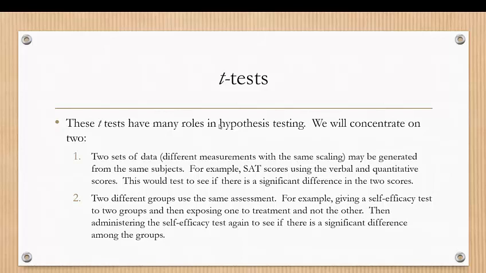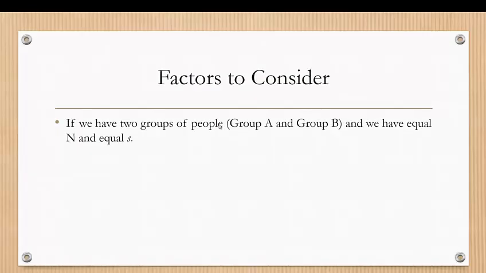Okay, so we'll come back to that, but that's getting you started there, and you can see how this can apply to just about any education setting you could think of, and we'll see some more examples of that. So let's move on. Factors to consider. If we have 2 groups, for example, Group A and Group B. We'll just refer to Group A and Group B and Class A and Class B through most of this presentation. And we have equal n and equal standard deviations.